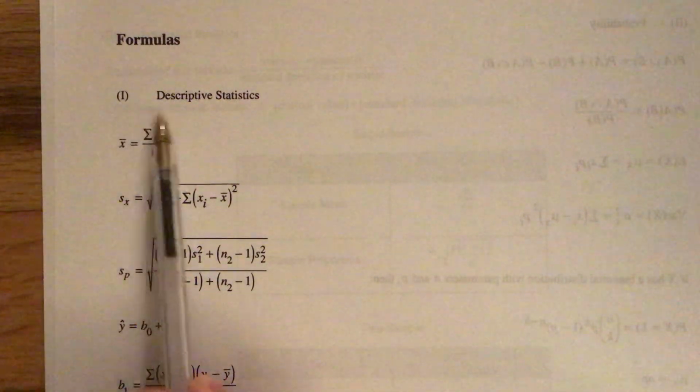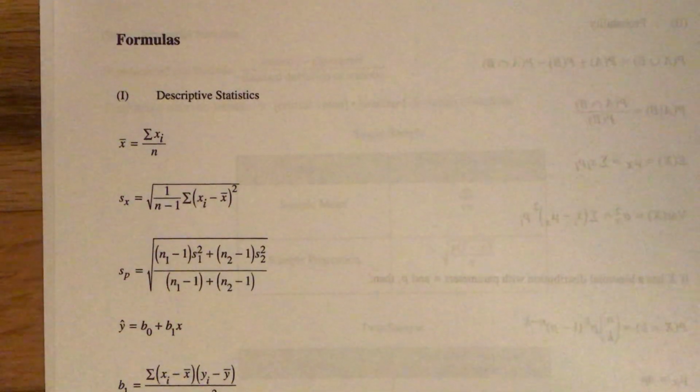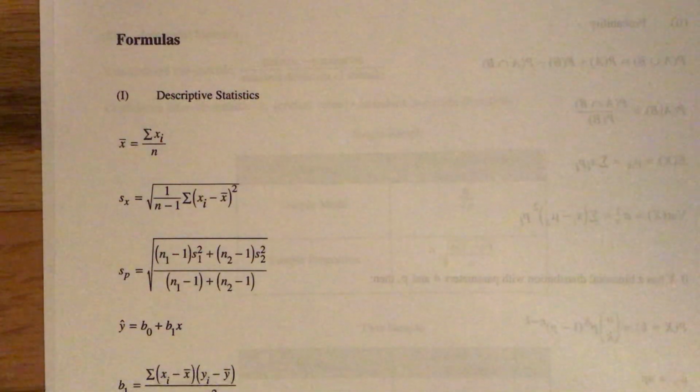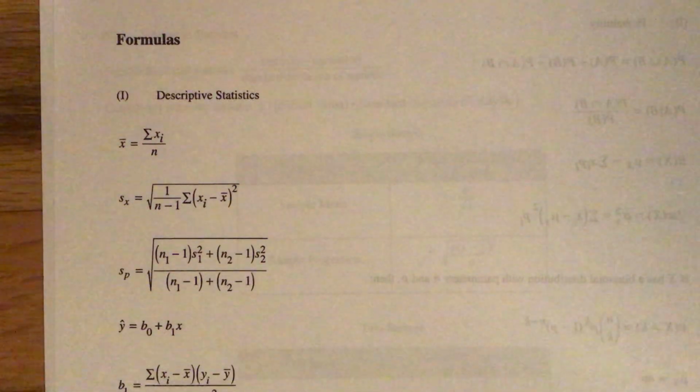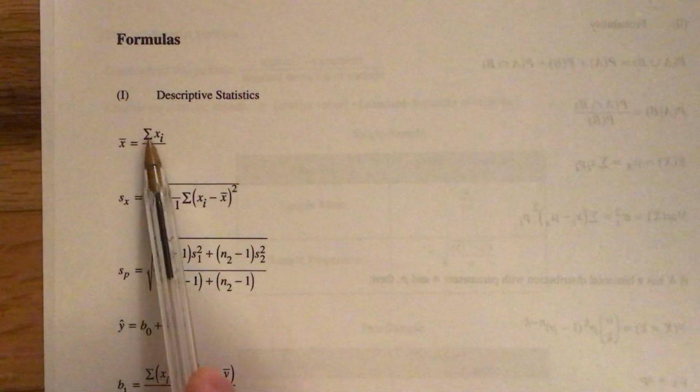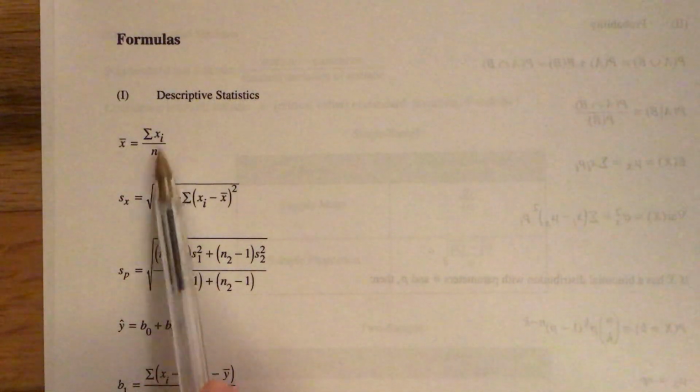So the first section of the first page says descriptive statistics. So these are a bunch of basic formulas. Most of them on this page are not necessary or you won't use them. Basically, I will point out the ones that are important. So starting with this formula, this is X bar, which means how to find the average. It's a fancy way of writing add up all your items and divide by the number of items you have.